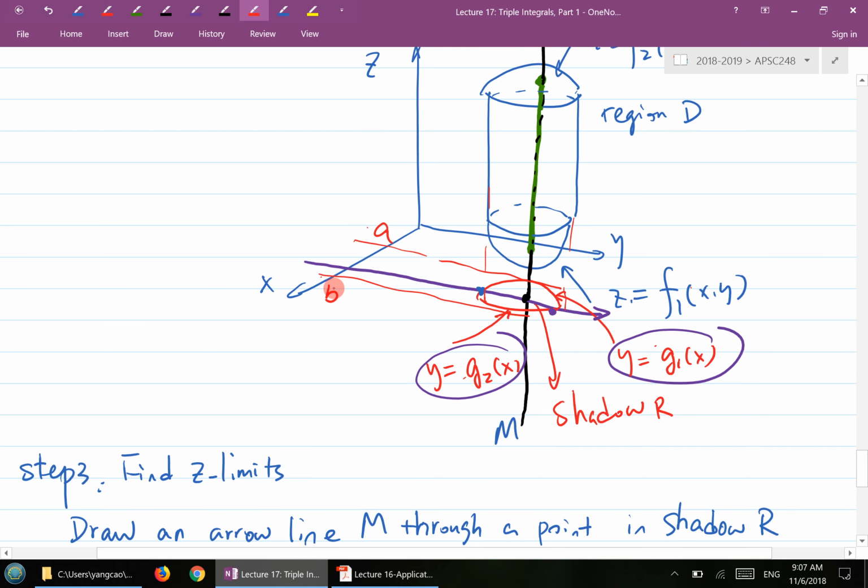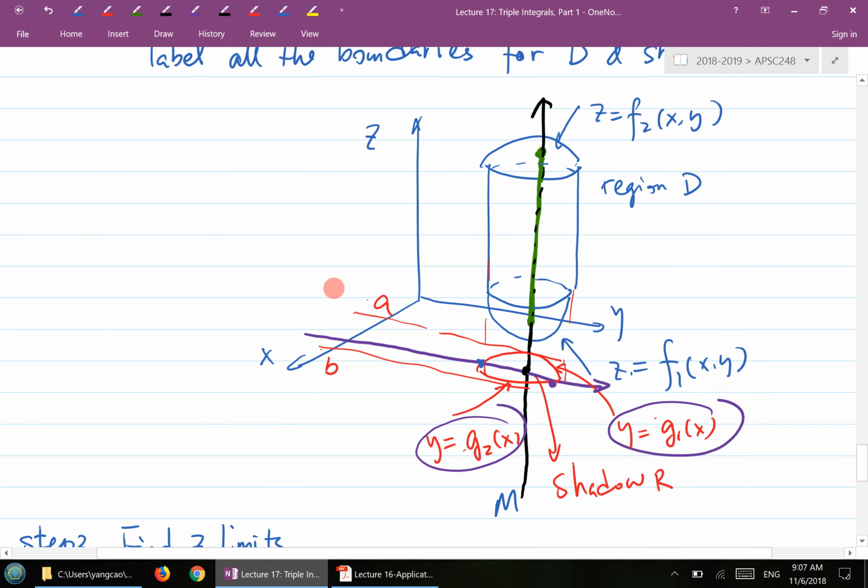So I want you to visualize, instead of what I just described, finding the limit set here, I want you to visualize in your head how this solid region D is being created, like using a 3D printer. Here's how I would print this region D. I will print this green bar first, just a line segment. That's the first step, finding Z limits.